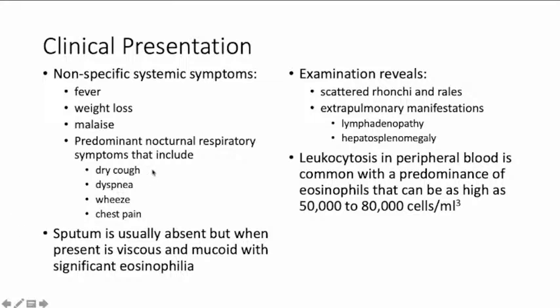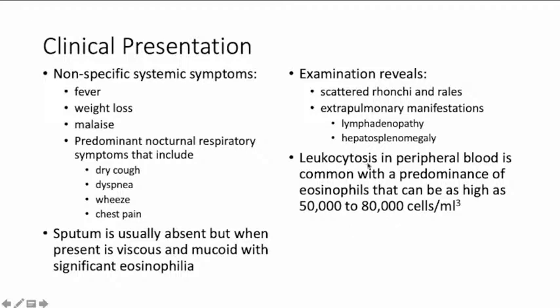Sputum is usually absent. Remember, it's a dry cough, but when it's present, it's viscous, mucoid, and if you were to look at the sputum microscopy, you'd find significant eosinophils within the sputum. Examination really doesn't reveal much. There'd be scattered rhonchi and rales, but you may pick up extrapulmonary manifestations in other systems. So the reticuloendothelial system: there may be lymphadenopathy as well as hepatosplenomegaly.